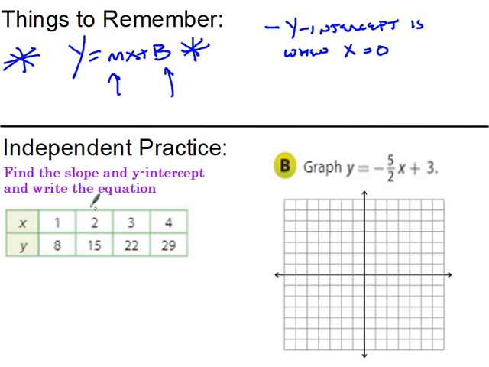Try these ones. Give these ones a shot, see how you do, and we'll talk more. We'll get some more practice in on this.